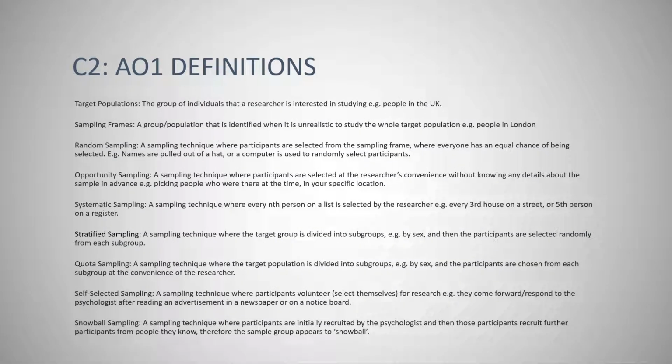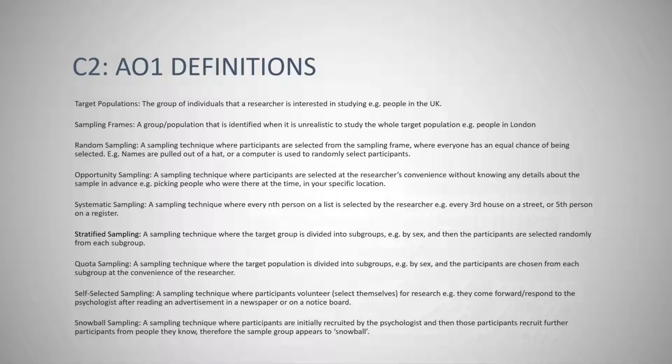So now on to sampling techniques. This is going to be about 2 or 3 slides long, so just prepare for mayhem. So target populations, the group of individuals that a researcher is interested in studying. So, for example, people in the UK. Sampling frames is a group or population that is identified when it is unrealistic to study the whole target population. So, for example, people in London.